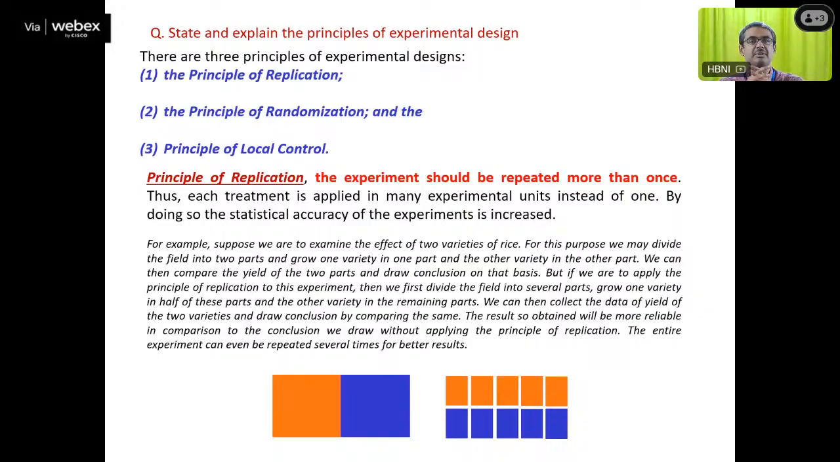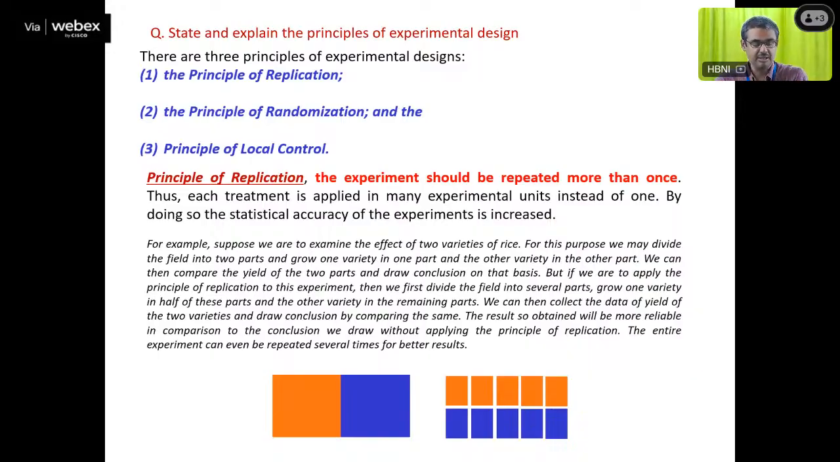So what is the principle of replication? You can see from this diagram, we'll explain. The experiment should be repeated more than once. Each experiment is applied in many experimental units instead of one unit. By doing so, the statistical accuracy of the experiments is increased.